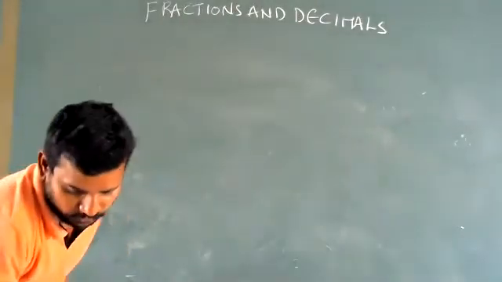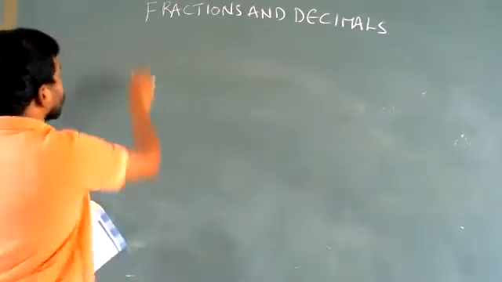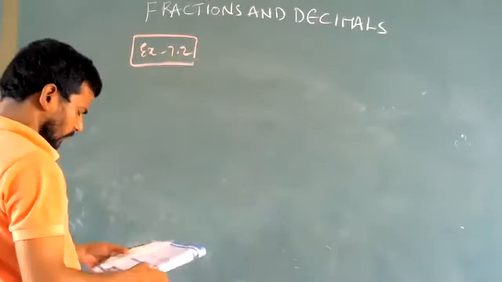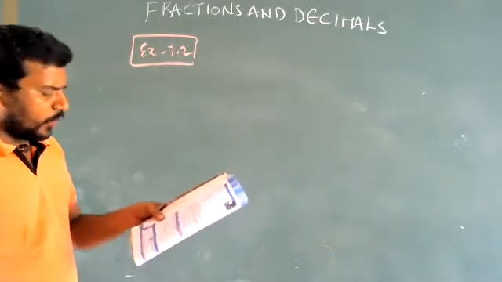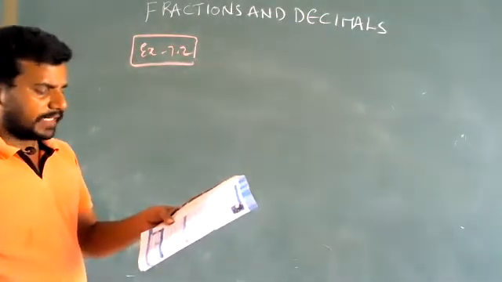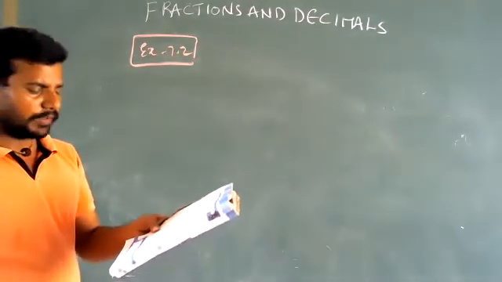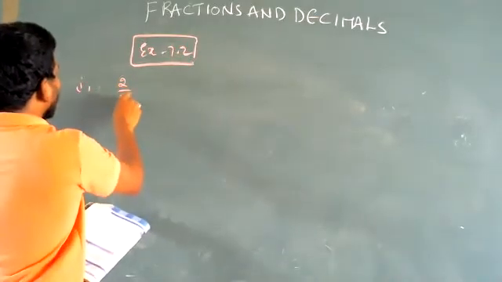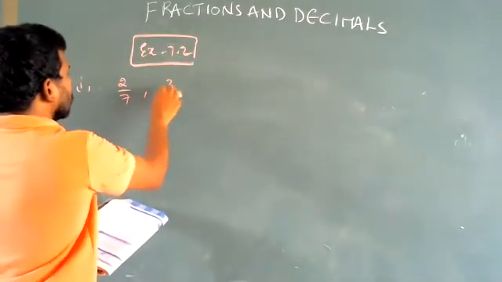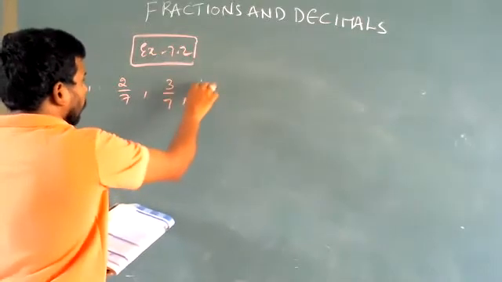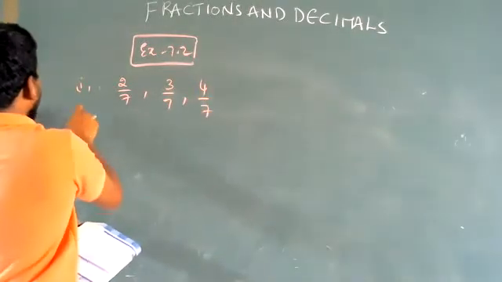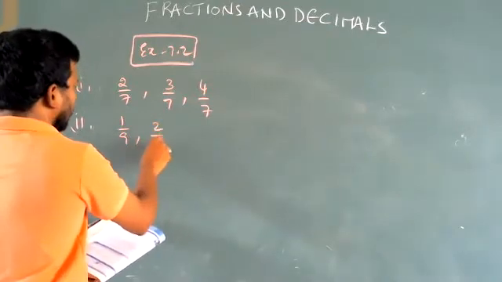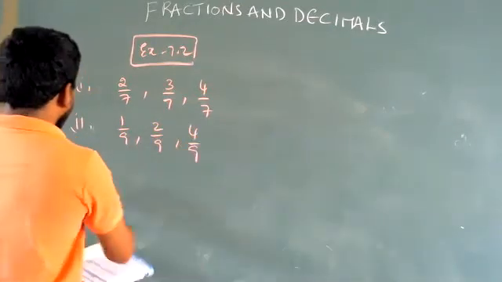Exercise 7.2. First one, which group of fractions are like fractions among the following? First group, 2 by 7, 3 by 7, 4 by 7. Second group, 1 by 9, 2 by 9, 4 by 9.